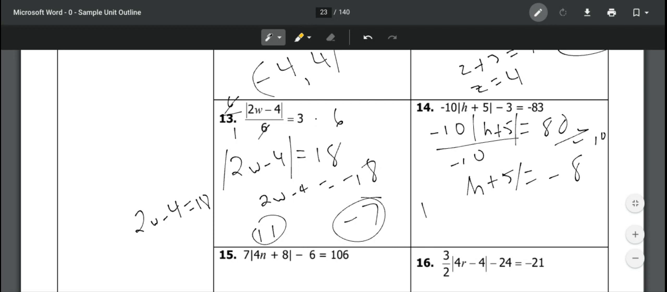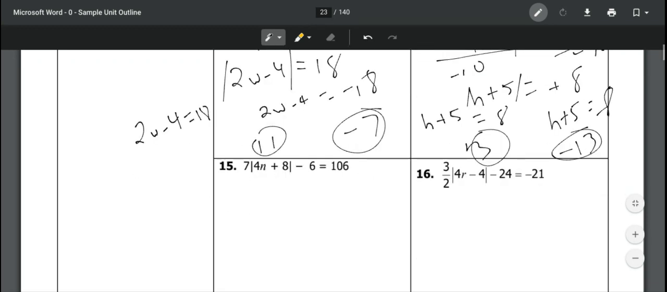So we have h plus 5 equals 8. Whoops, I did that wrong. That should be a negative 80. So then that makes that a plus 8. Okay, so that equals 8. And h plus 5 equals negative 8. And so our answers are 3 here and negative 13. Okay.